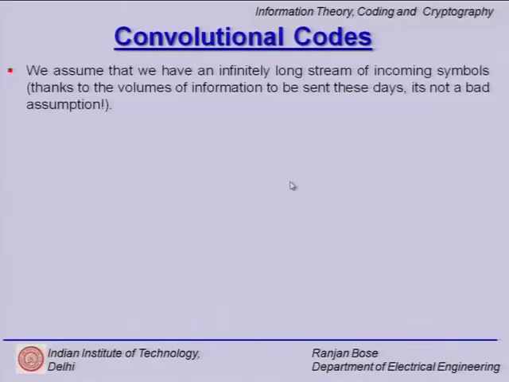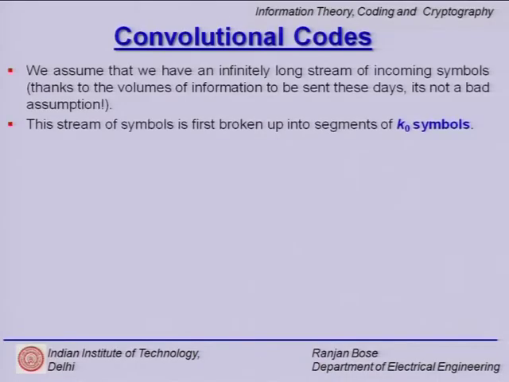So, what we assume is that we have an infinitely long string of incoming symbols, and this is not a bad assumption, because we have a deluge of data in today's world, and we do not really complain about too many input symbols coming in. So, first we break up this input bit stream into k naught symbol blocks or frames. We will use the word frames to distinguish from the block codes that we have used earlier.